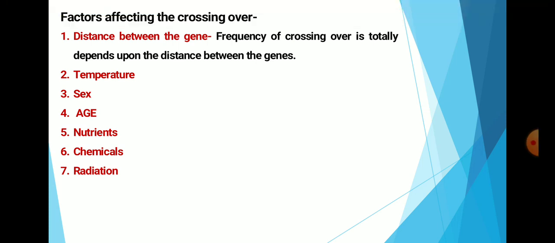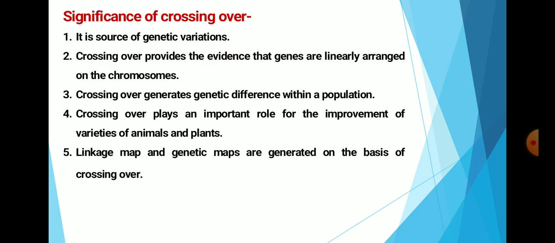Now we will discuss the factors that affect the rate of crossing over. So distance between genes, temperature, sex, age, nutrients, chemicals, and radiation are the factors that affect the process of crossing over.